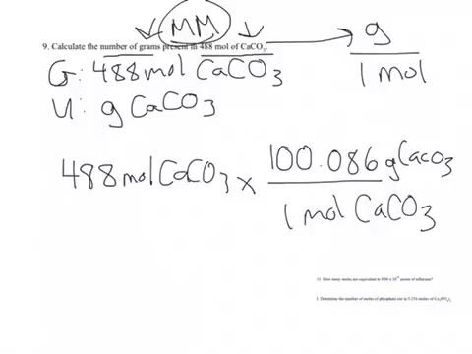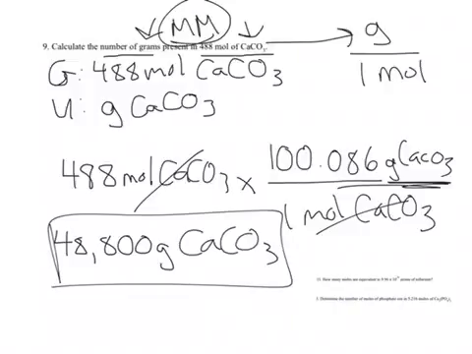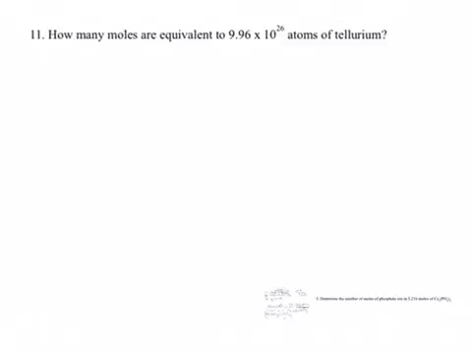Because moles over moles cancels out, I'm going to be left with my units of grams, which is what I want. In the calculator, I plug in 488 times 100.086, and the calculator gives me my answer. I'm going to only use 3 significant figures. So this is my answer. Try it out. Now I'm going to do another example.